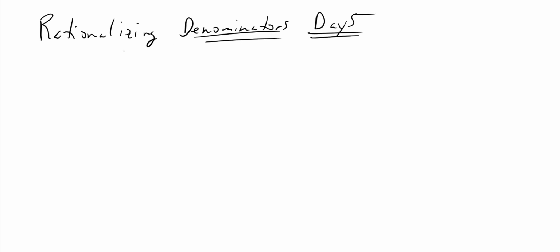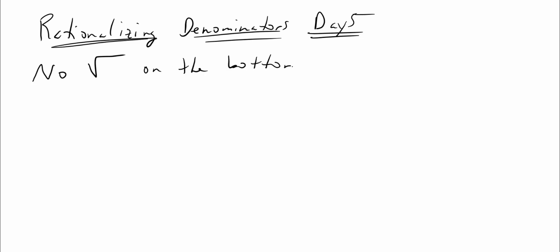Now, this is pretty scary sounding, right? Rationalizing denominators, like, what? That's an awful lot to say there. But really, this is the deal. There are no square roots on the bottom of a fraction. That's the rule. Okay? No square roots in the bottom of the fraction. That's it. That's like the main thing.